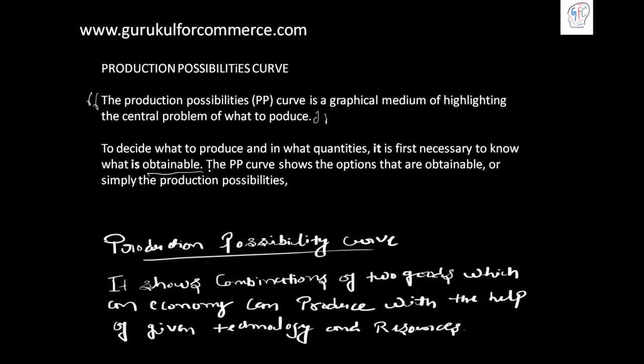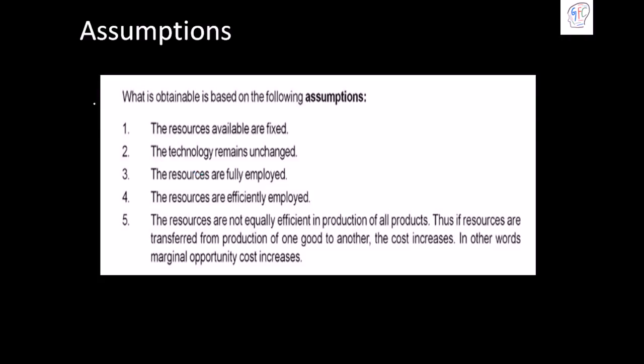Another simpler definition would be, it shows combinations of two goods which an economy can produce with the help of given technology and resources. Now, many of you would be thinking, why only two goods? What is this technology about? What are all these resources? So before you get into any further confusion, let me clarify it. To understand the concept of PPC, please follow the assumptions which are given here. Assumptions are very important for you to understand this concept.